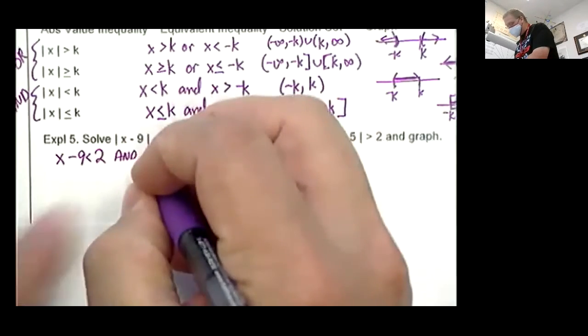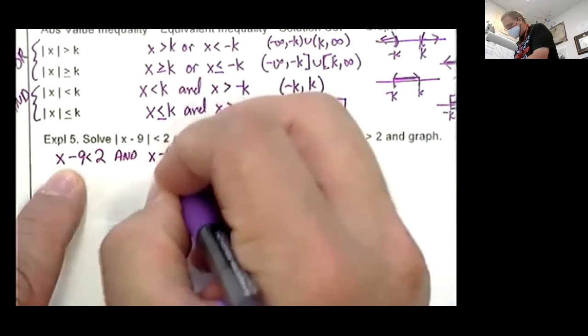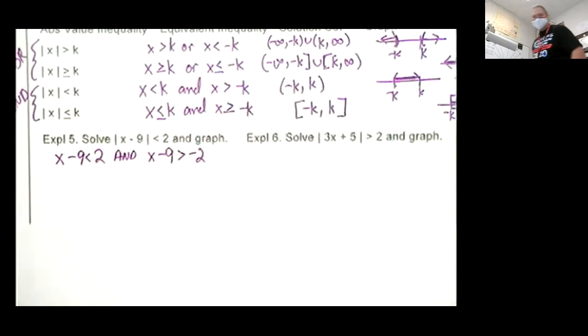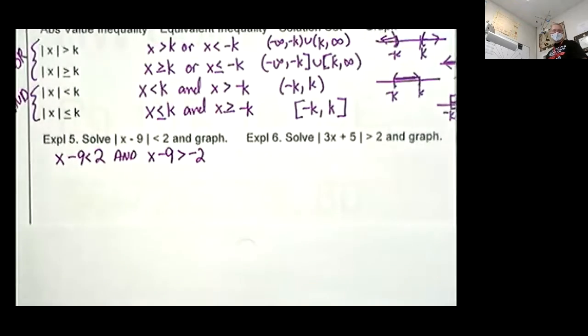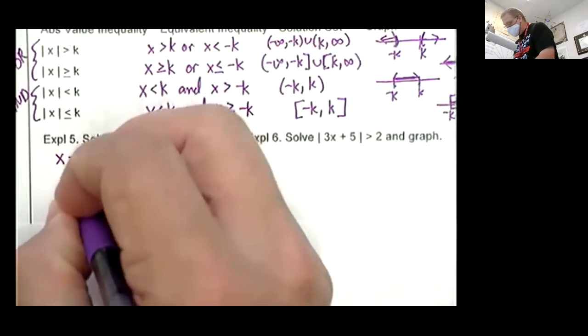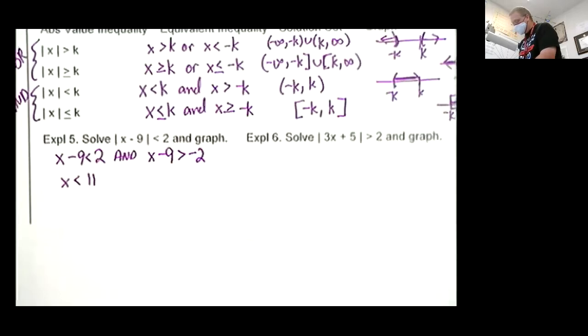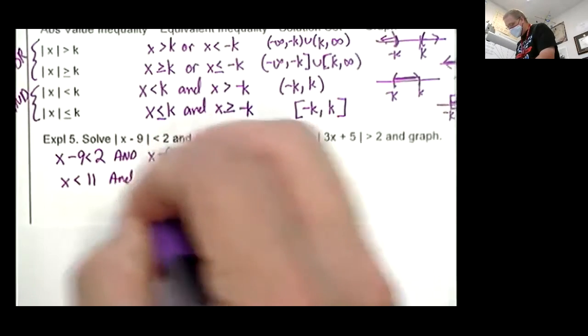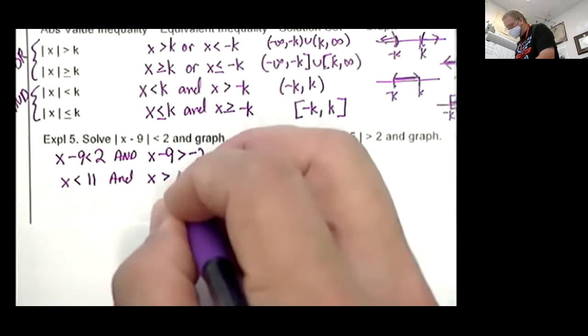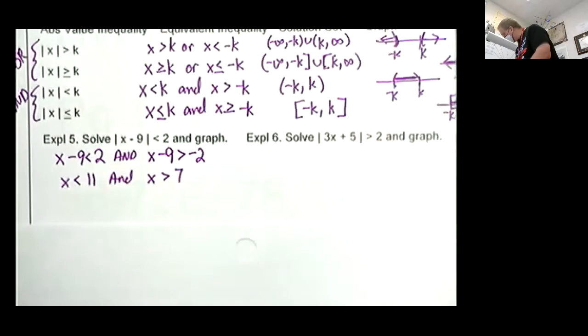The second equation, the inside part stays the same. We're going to flip the inequality symbol and change the sign of the number. There's our equation. From there, we're going to solve. We're going to add 9 to both sides. So 9 plus 2 is 11. So x is less than 11, and x is greater than 9 minus 2, which is 7.